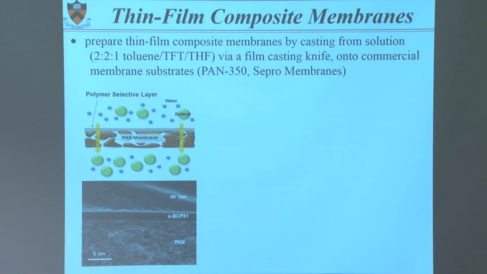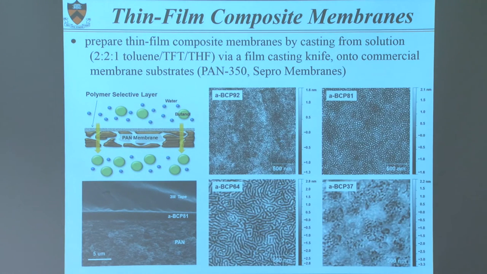That's reciprocal space. We can cast these into supported membranes, so you just cast it from solution on top of a porous support here. So this is the block copolymer layer here. This one's a little bit less than 2 microns thick, so very thin, but very uniform in a simple hand casting process. And you can see the same morphologies now in real space. So this is a cross-sectional view. If you take the top view, you can see again spheres, cylinders lying in plane, and basically nothing, which we think is lamellae lying in plane. Okay, so you can get all these different morphologies.